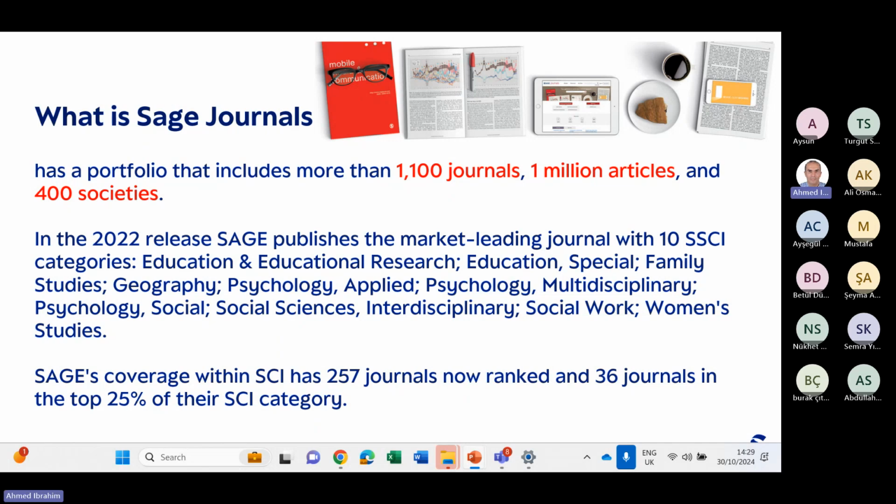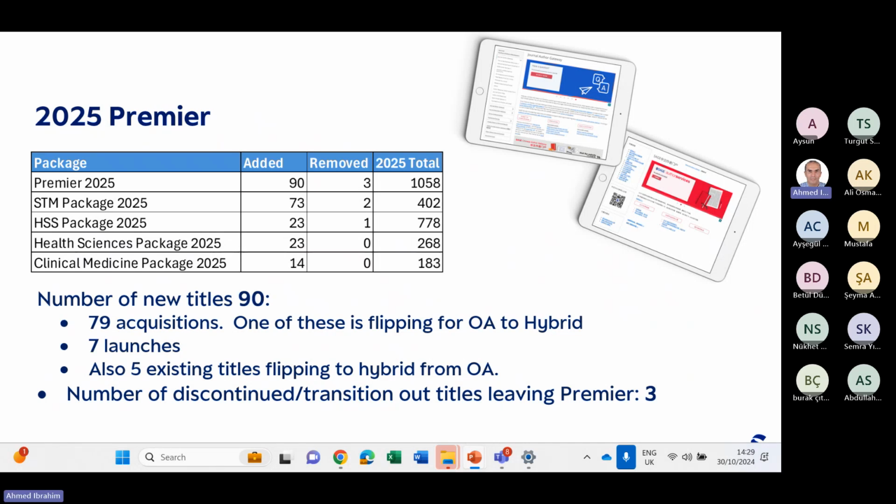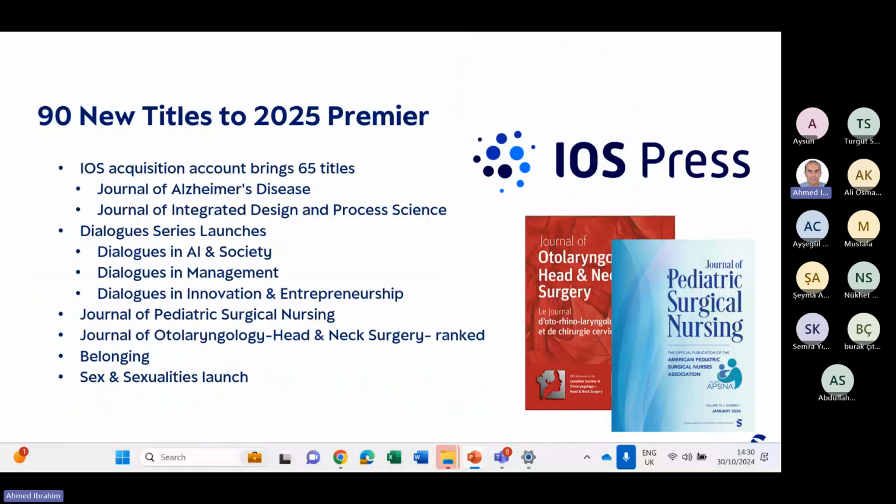In 2025 Premier, we have added 90 journals: 73 in the STM package, 23 in the HSS package, and the clinical medicine package, 14 journals. We have also acquired IOS Press. The number of new titles is 90, with 79 acquisitions. One of these is flipping from open access to hybrid. We have acquired IOS Press, so it comes with 90 titles.